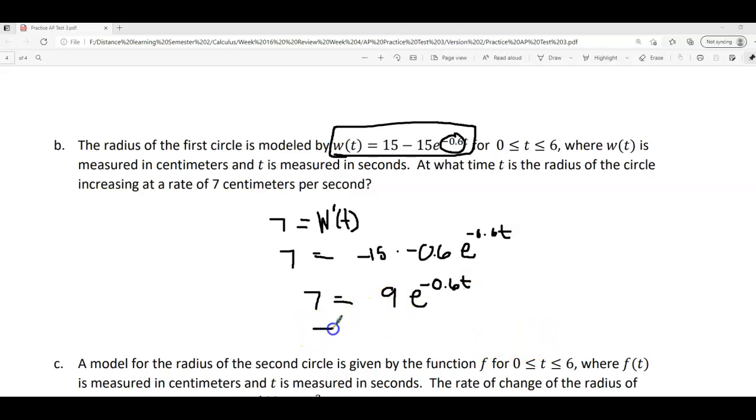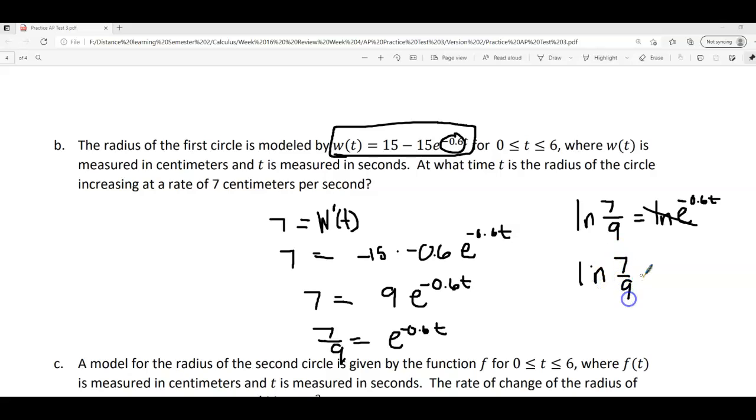All right, next I would divide both sides by 9. The next thing I would do is take ln on both sides. And the reason I would do that is because ln cancels out the e. So now I've got ln of 7/9 is equal to negative 0.6t. And the last thing I need to do is just divide both sides by that 0.6, which honestly, I'm just going to write it like that.